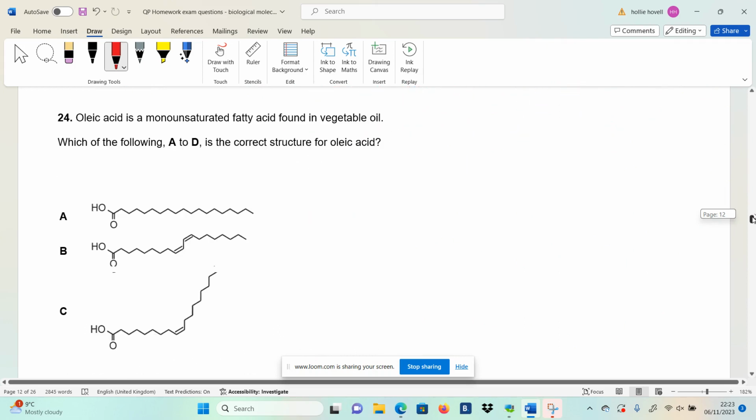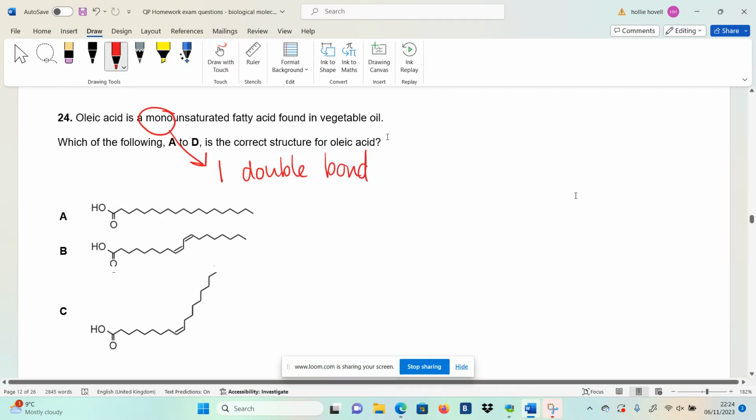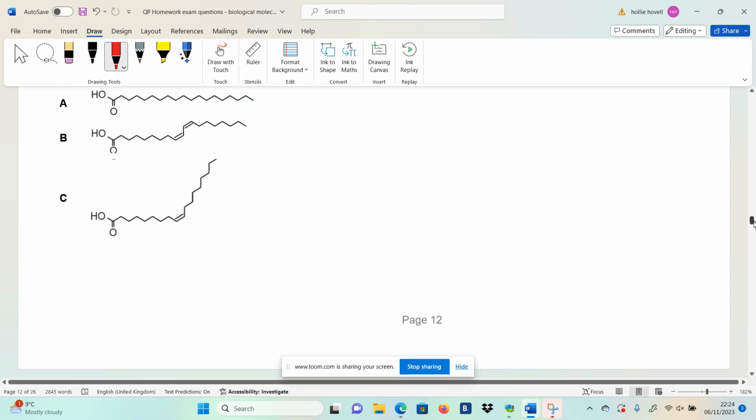Next question, 24. Oleic acid is a monounsaturated fatty acid found in vegetable oil. Which of the following A to D is the correct structure for oleic acid? So it tells you that it's monounsaturated. That means that we're looking for one double bond. So you've got to know how they draw them in these simplified structures. So the double bonds you should be able to see.